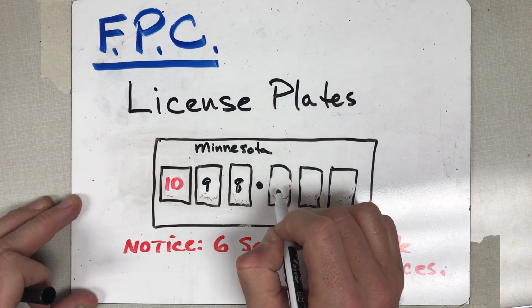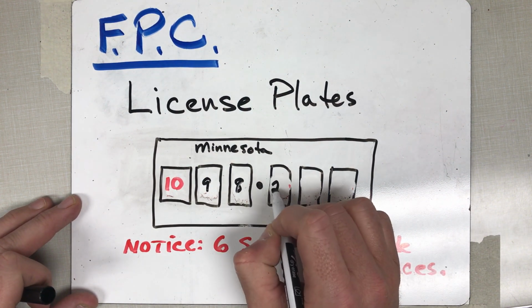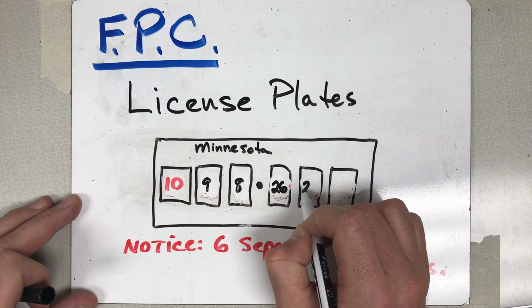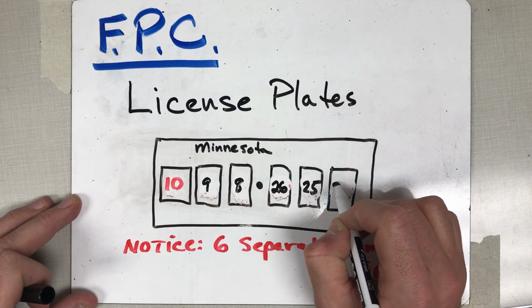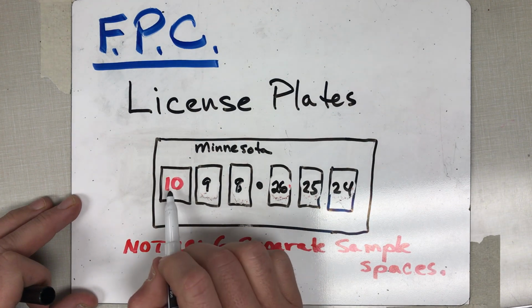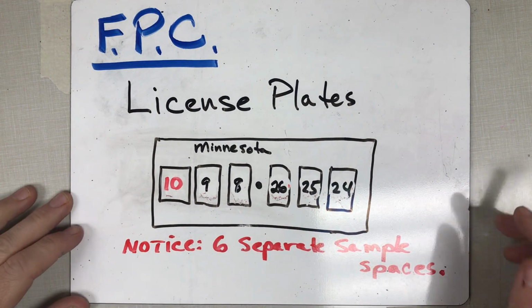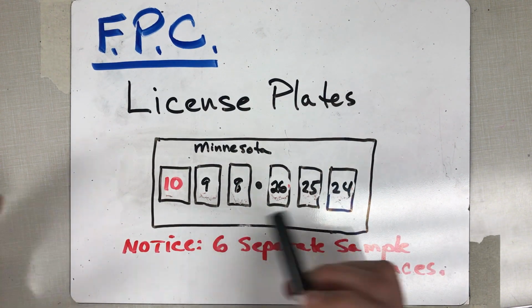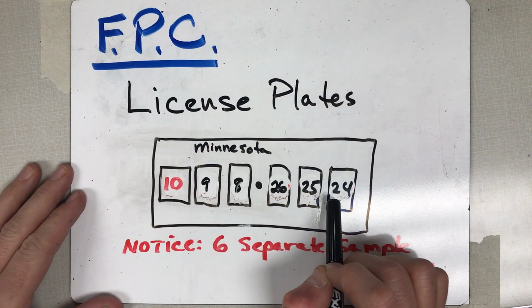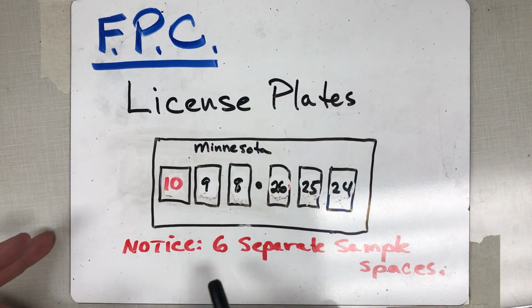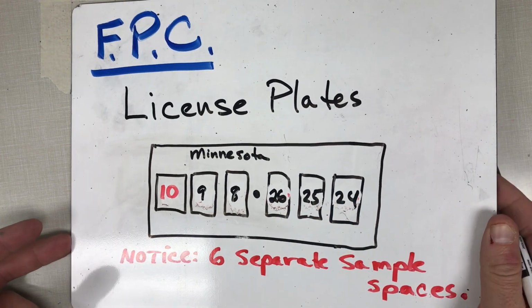And letters work the same way. If I couldn't repeat the letters, I would have 26 to choose from in the first one, but then I'd only have 25 left to choose from here, and then 24 left to choose from here. So as I multiply those together, I'll get a much smaller set of cars that I could have license plates for in Minnesota if I multiply my choices together. Again, 6 different sample spaces, that's what fundamental principle of counting is about, choosing from separate sample spaces.